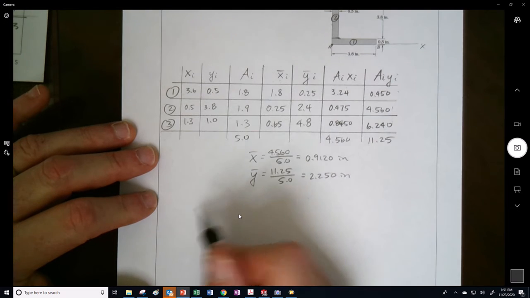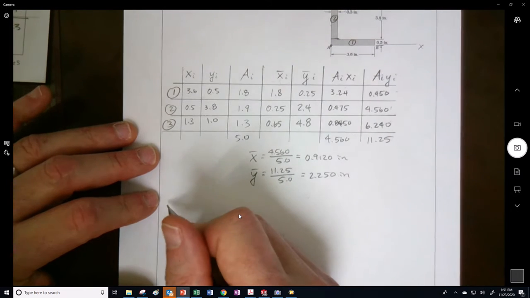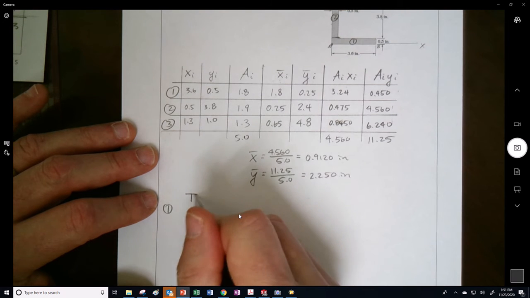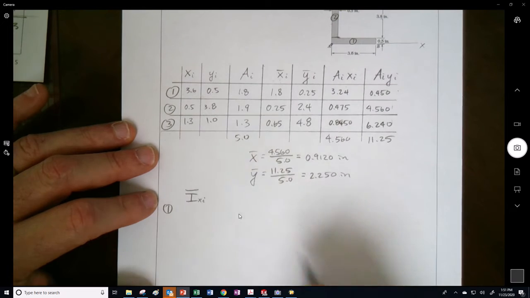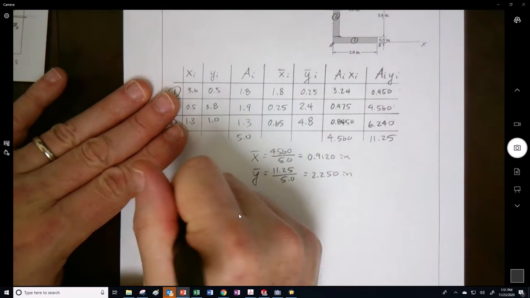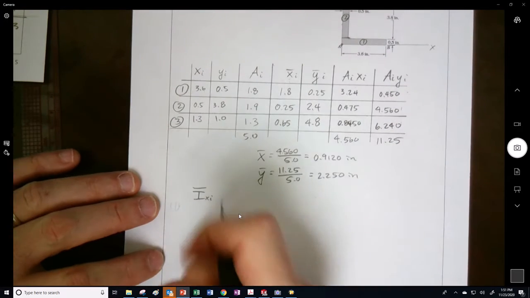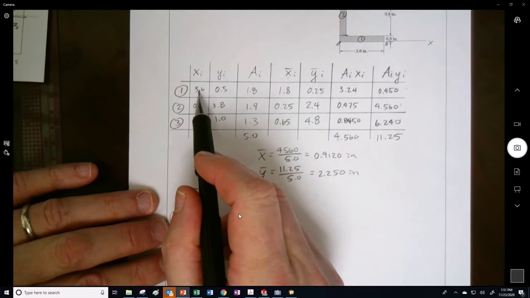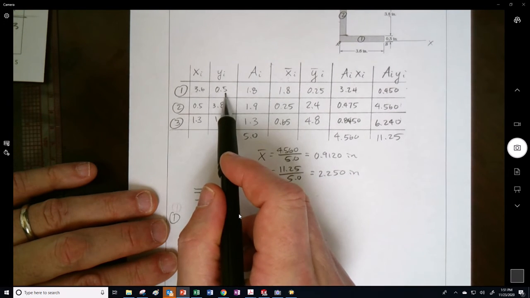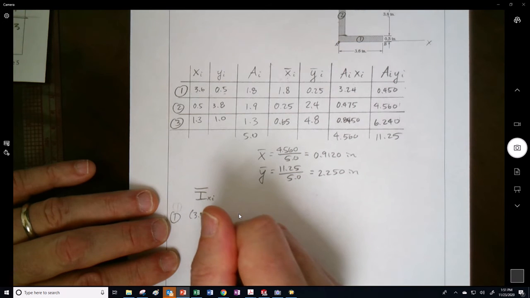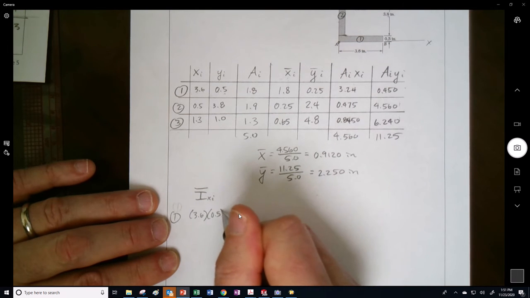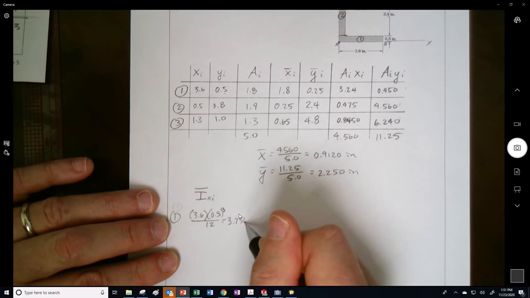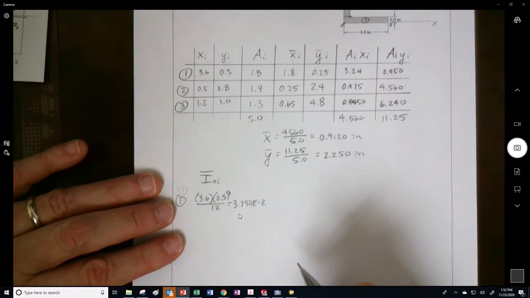And so I'm going to reference the things up above. I won't repeat them. So I have one, well, let me see. I want to get my I_x, right? So that I bar X I, right? Move that down just a little bit. So that's going to be BH cubed over 12. So the base is going to be 3.6 and H is 0.5, over 12, and we get 3.750 E minus 2 out of that.